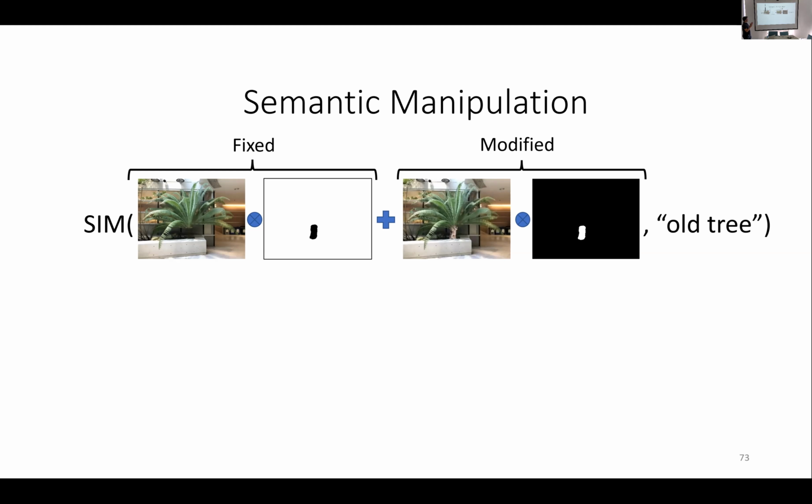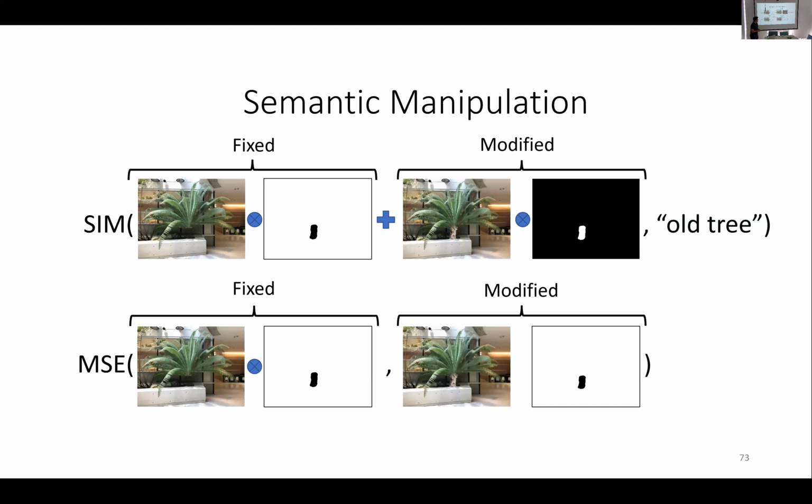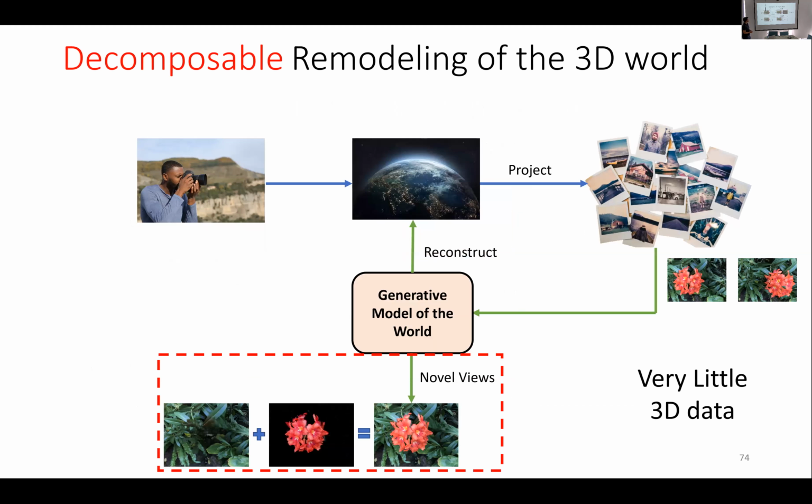The output is passed through a multimodal similarity loss with the target text that we desire. For example, if you wanted it to be similar to an old tree, the similarity loss would give you a high score if the output is similar to that, or a low score otherwise. You also want to make sure that the background stays the same, so you want a reconstruction loss between the background of the modified volume and the background of the fixed volume. Okay, so this concludes the second challenge.